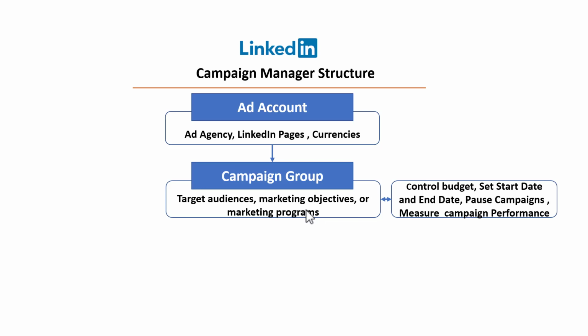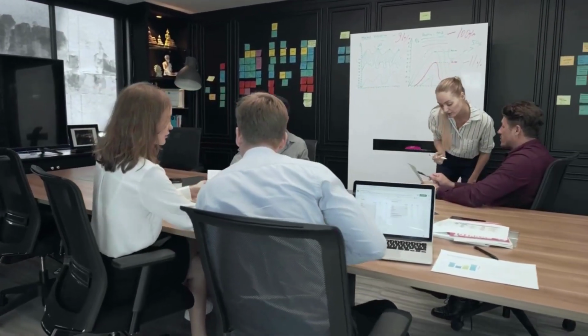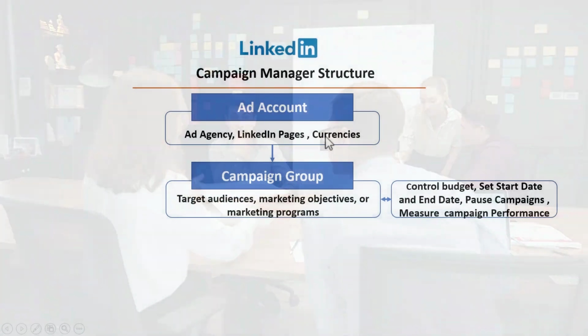Now in this one, when you are creating a campaign group, and let us say you have more than one campaign under the same group, then you can set the budget for all the campaigns. You can set the start date and end date for all the campaigns which are falling under the same campaign group. You can pause, you can start, you can measure the campaign performance here. So it means that there will be more than one campaign under the campaign group if you want to manage it. But at the campaign group, all these things are there which you can set. So in a while, we will see how to create the campaign group under the ad account.